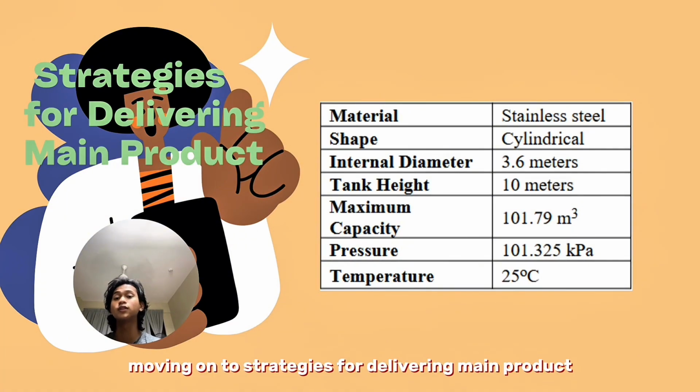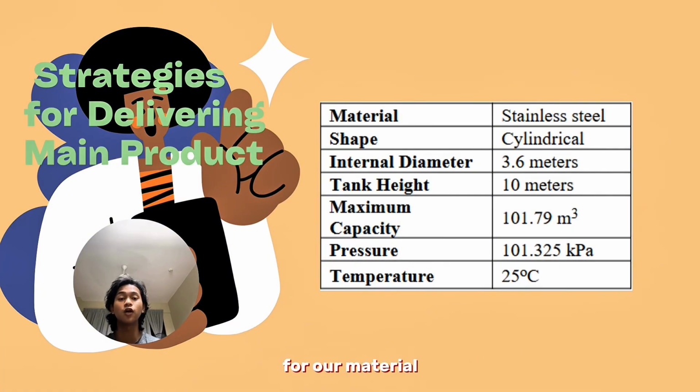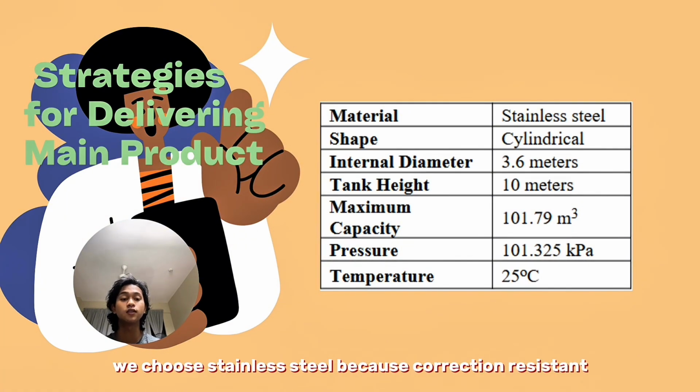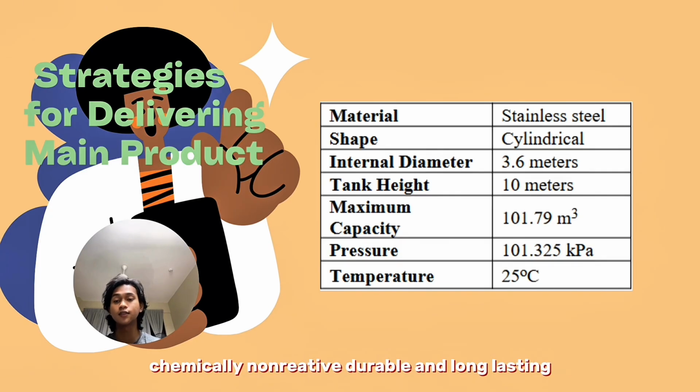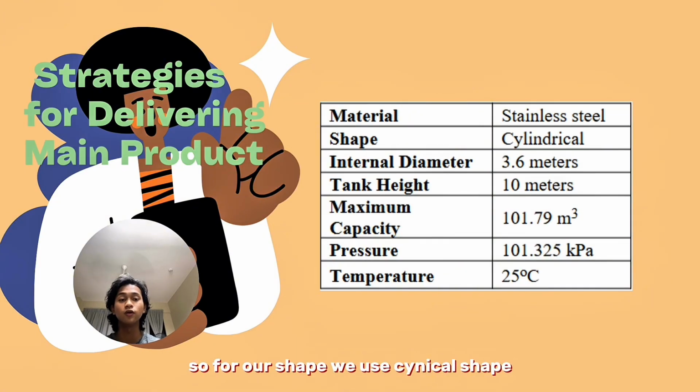Moving on to strategies for delivering the main product. For our material, we choose stainless steel because it is corrosion resistant against acetone, chemically non-reactive, durable and long-lasting. For our shape, we use a cylindrical shape because of better containment of internal pressure, easier fabrication, cleaning and maintenance, and lastly for space-efficient design.